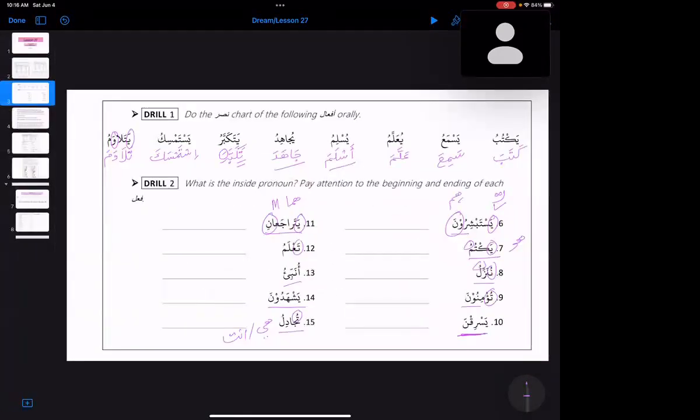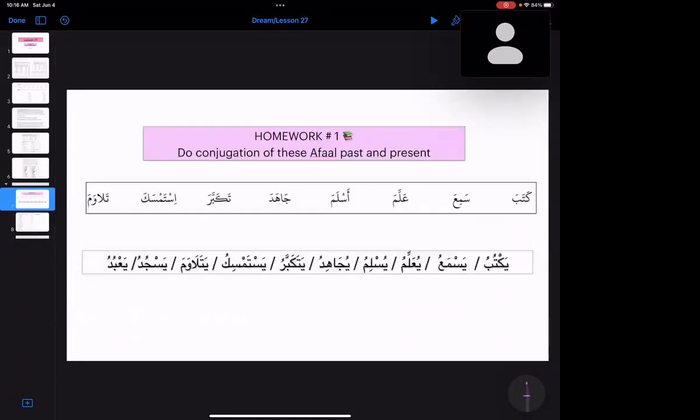Okay, so that's all for today. Inshallah, the rest we can do next class. And what is going to be homework? We did all these orally, right? So now, as homework, you guys are going to write them down.